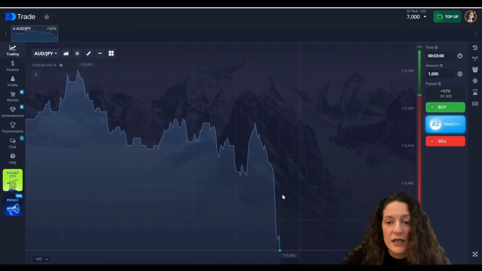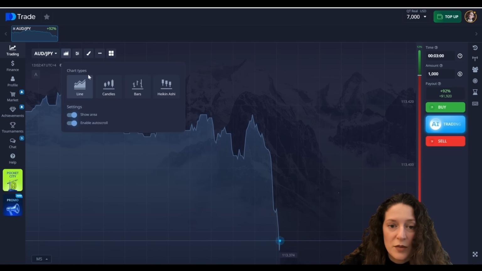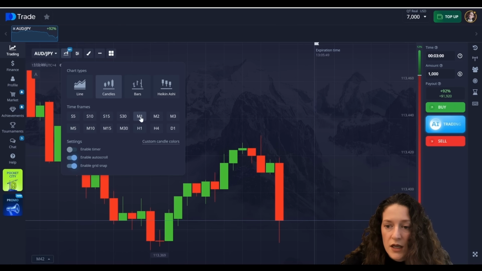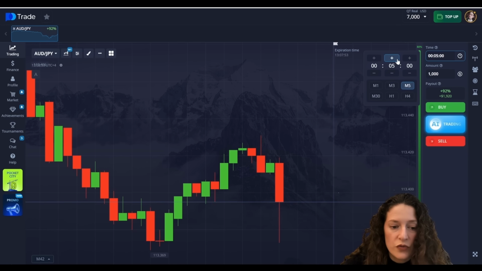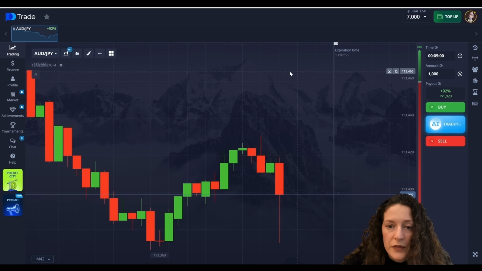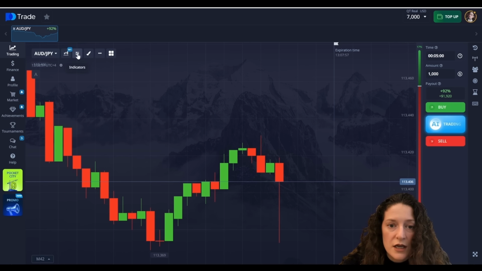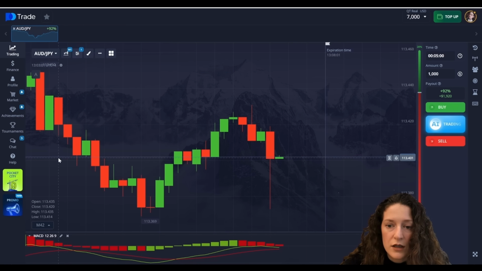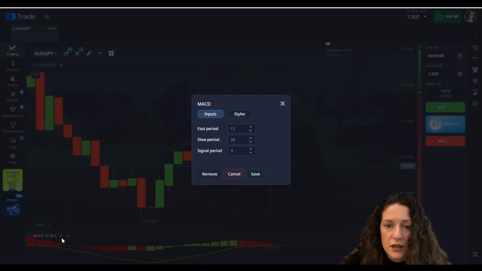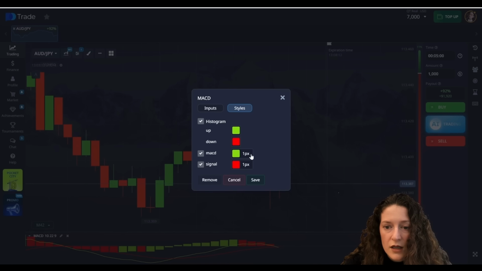I start by setting up 1-minute Japanese candles and also set the trading time interval to 5 minutes. Then the first indicator is MACD and periods are 10, 22 and 9. Let me thicken the lines and save them.